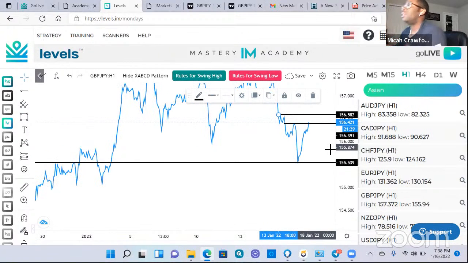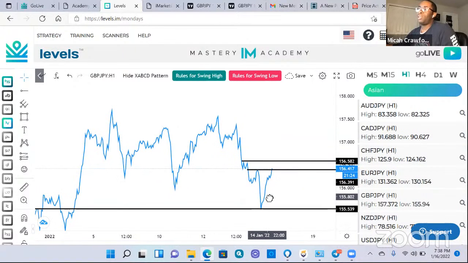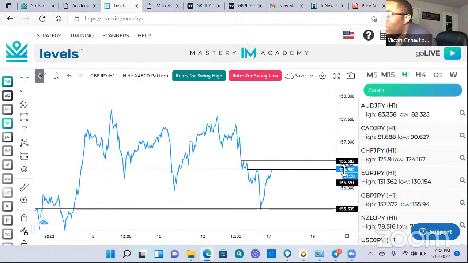All right, so that's the play for you guys tonight. If price continues bullish, you will place a buy stop at 156.582. Your goal is 10 to 20 pips, with a 10 to 20 pip stop loss. So 156.682 is the 10 pip take profit. 156.782 is the 20 pip take profit.